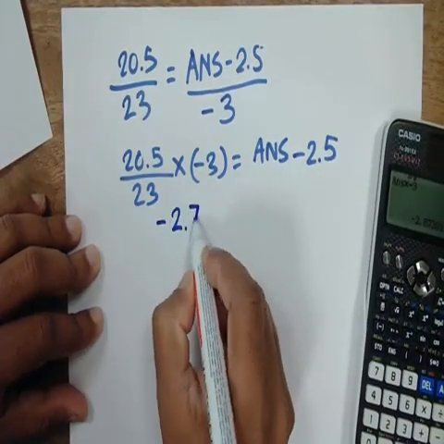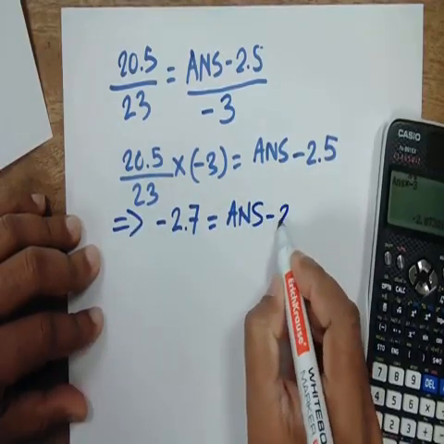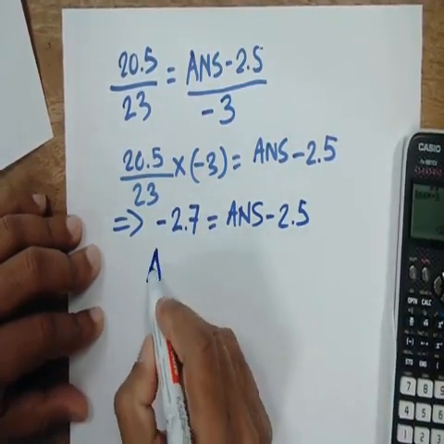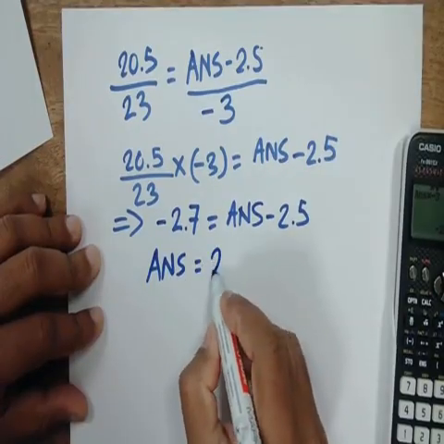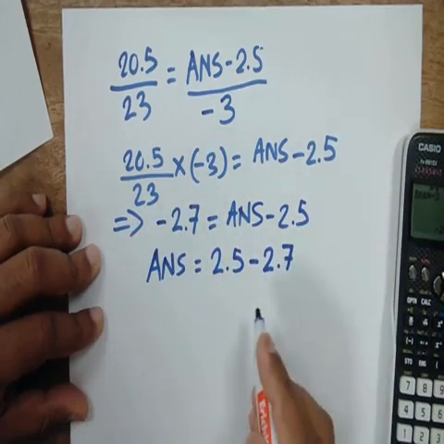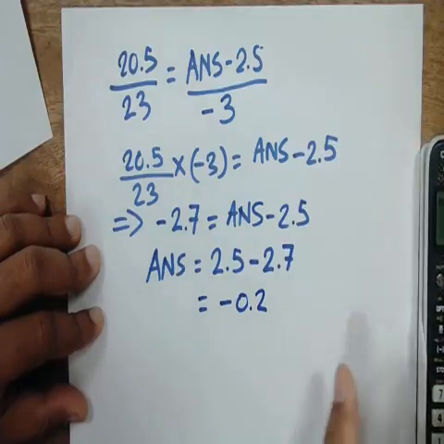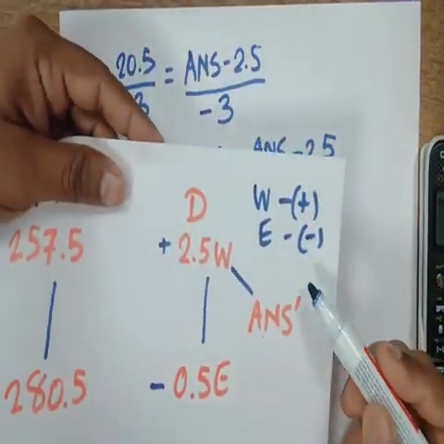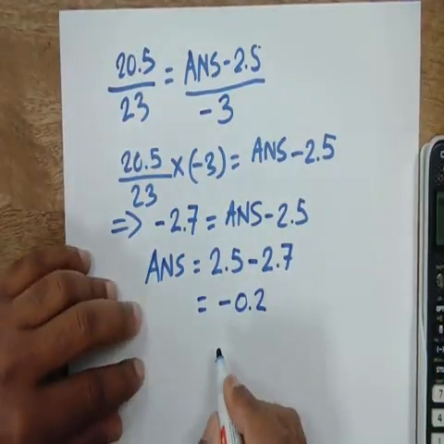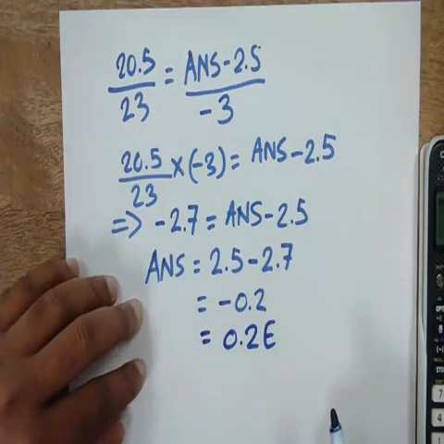Minus 2.7 equals answer minus 2.5. So you take minus 2.5 into this side. That means answer is equals to 2.5 minus 2.7, because this will become plus when you go to this side. So it is going to be minus 0.2. But in the previous case, we said if the answer is minus, that means it is east. So in this case, answer is minus. So it is going to be 0.2 east, right?